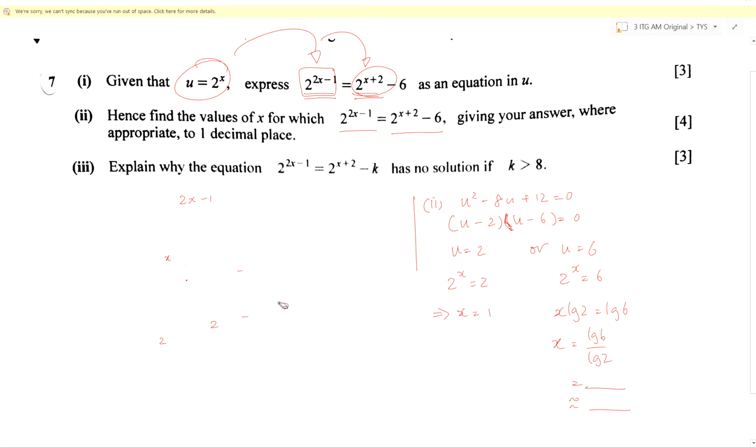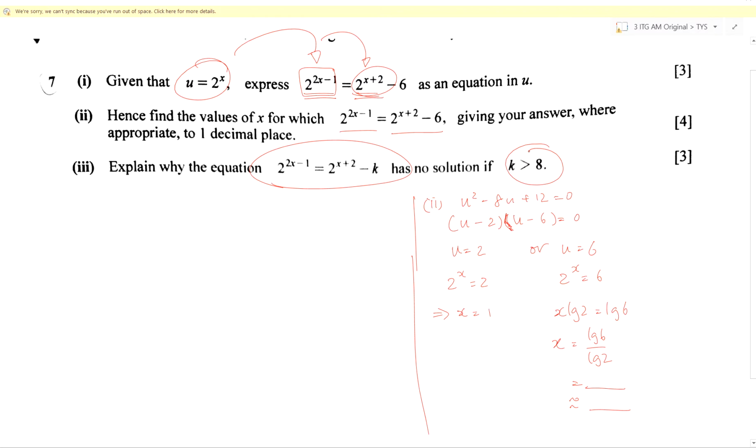So apparently for part 3, we have to prove and explain why a different equation has no solution if k is greater than 8. Okay, so remember in part 2, we actually could solve a similar equation. But in part 2, they have minus 6. In part 3, it is a minus k. So when k has a value of 6, we could solve it, and we had the values for x. So when it is changed to k, we can use the same approach to try and solve it. And let's see what happens.